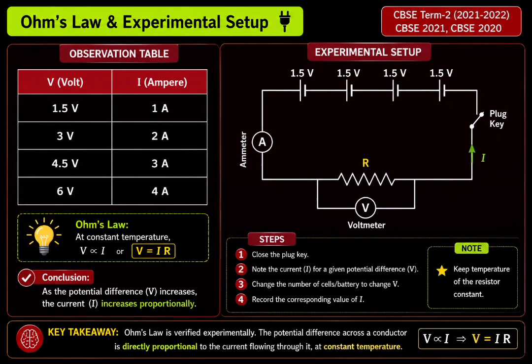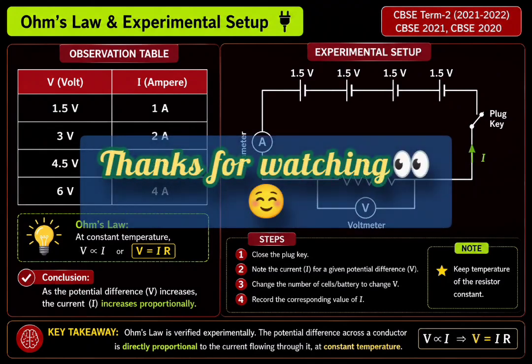Final key takeaway. Remember, at constant temperature, the potential difference across a conductor is directly proportional to the current flowing through it. This relationship is called Ohm's law.